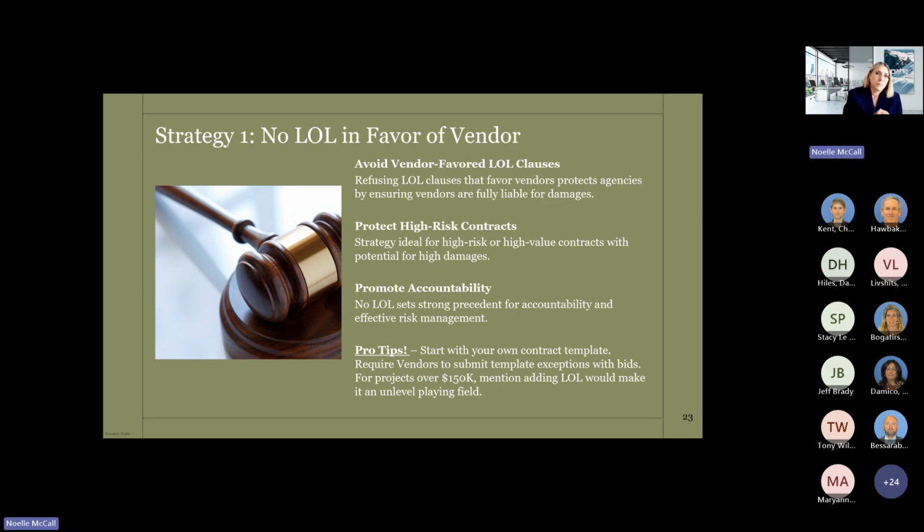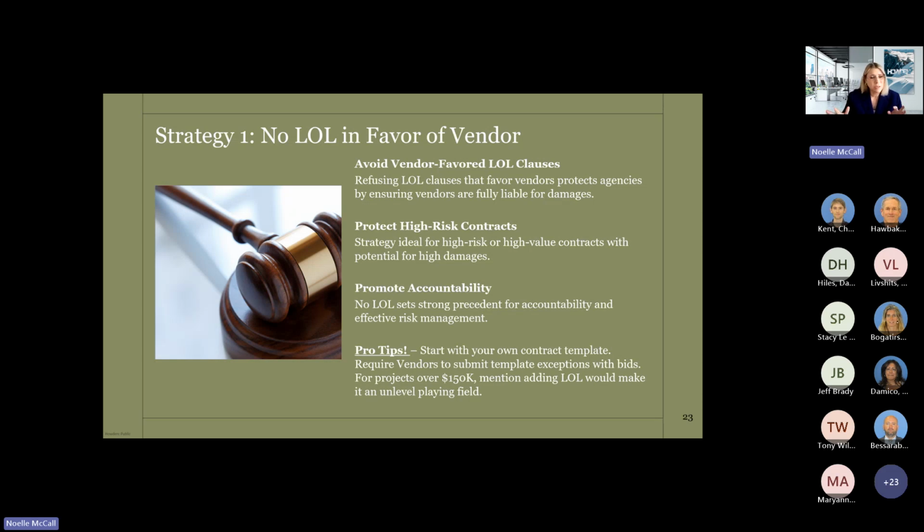Strategy number 1, just don't have a limitation of liability clause in favor of the vendor. By refusing the LOL clauses that favor vendors, it helps protect your public agency by ensuring vendors are fully liable for the damages that they cause. This is also a really good strategy for high risk or high value contracts that have the potential to have very high damages.